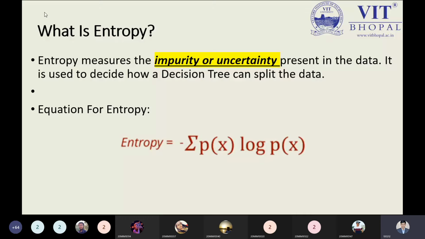So just tell me, is the entropy step clear right now? The calculation I will show you, but before that, is the fundamental step clear to all? Yes, sir. Okay, so what is entropy? Entropy means we are talking about the impurity and the uncertainty in our data. We have to measure these two points, and that is a simple equation: negative, minus the summation of p(x) log p(x).